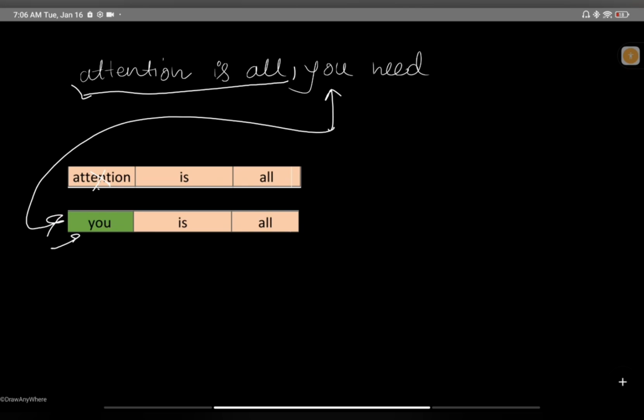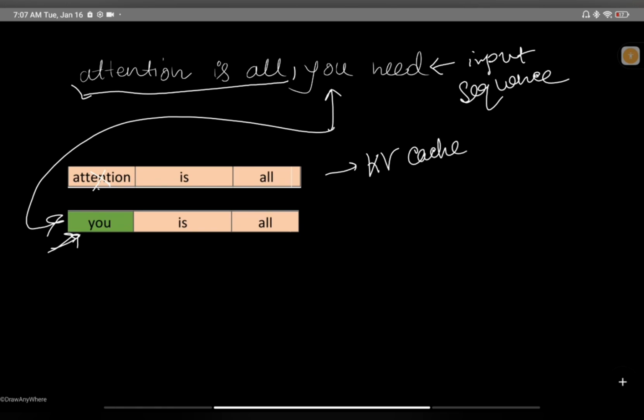So if you look at this, "u is all," right? That is actually not the actual sequence of the original input sequence. So this is my input sequence, and if we just use a pointer, if we just remove "attention" and then push the u token to the cache, so this actually is the KV cache, right?